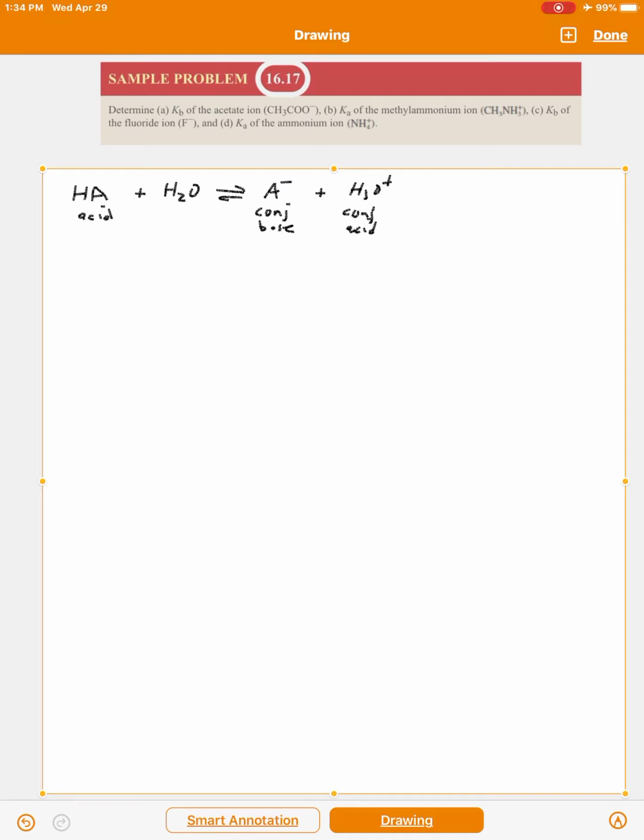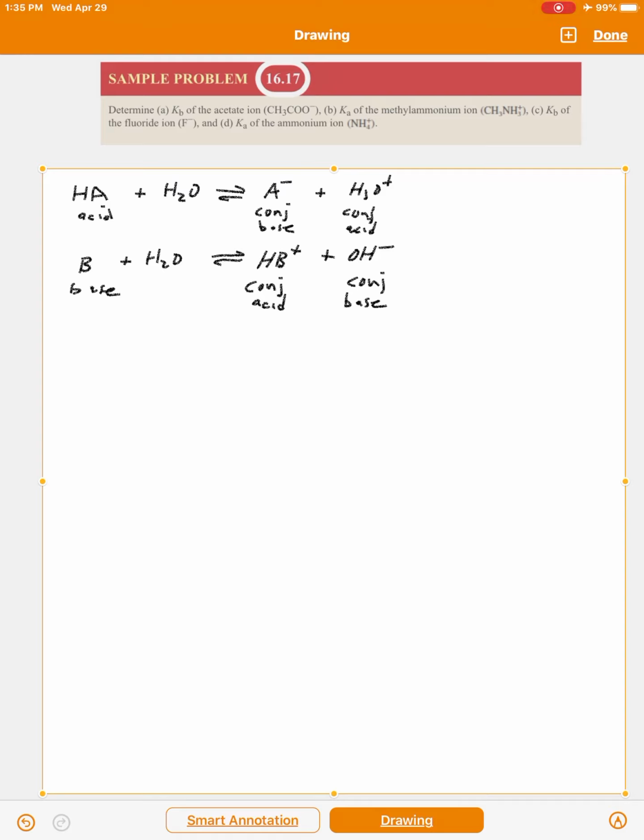Likewise, if we take a base and react it with water, we can think of a base as something that accepts an H plus from the water molecule to give us HB plus. And it will also form the hydroxide ion. So this is the conjugate acid of B, and this is the conjugate base of water.